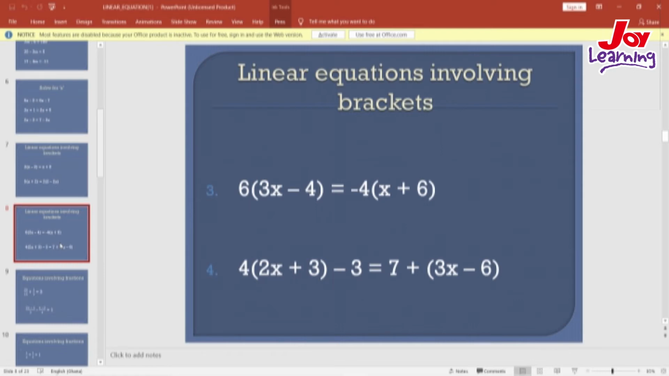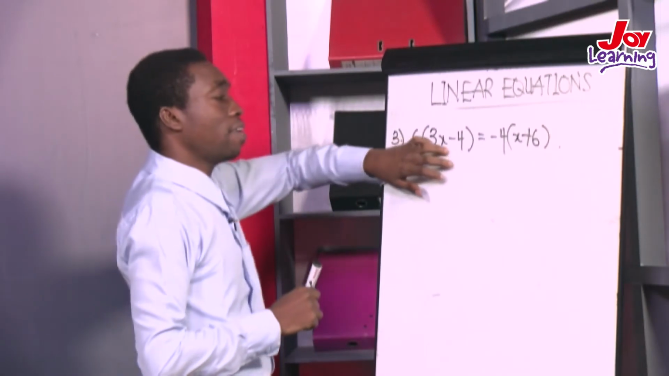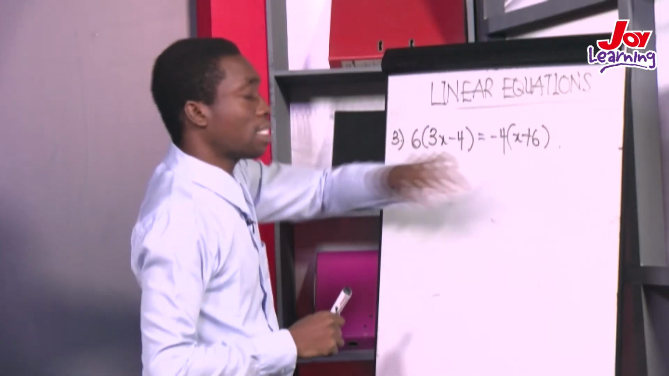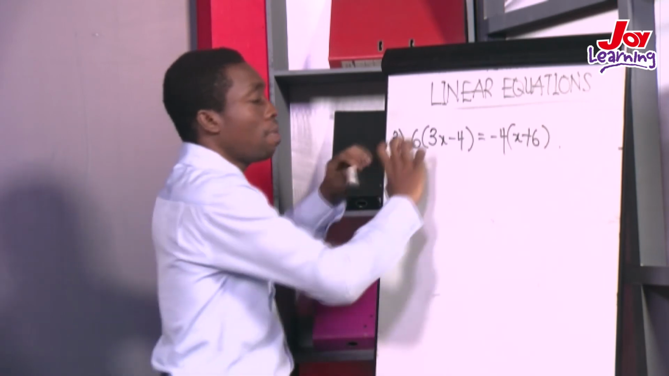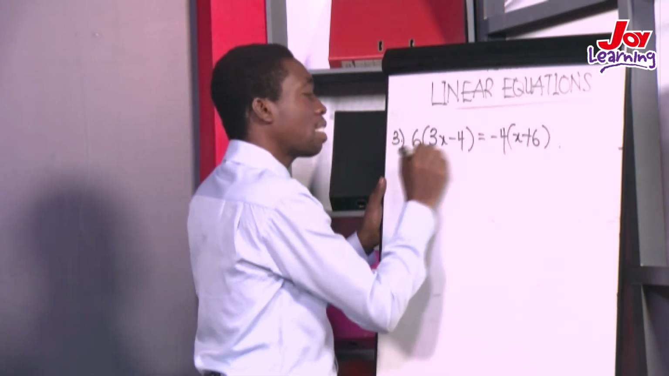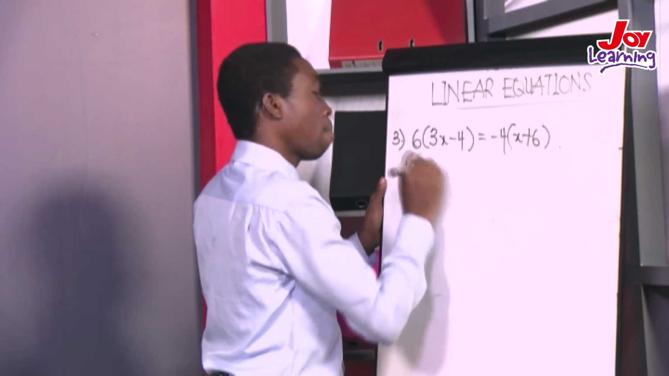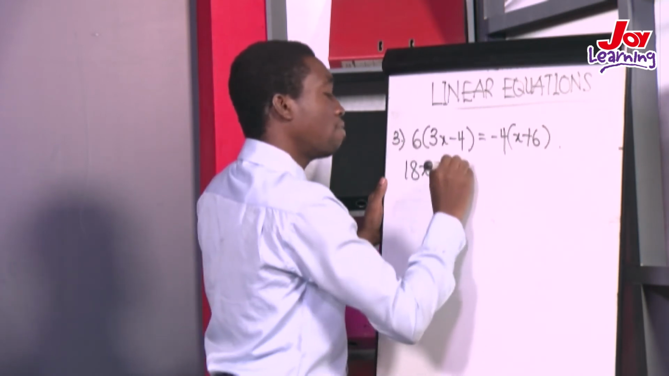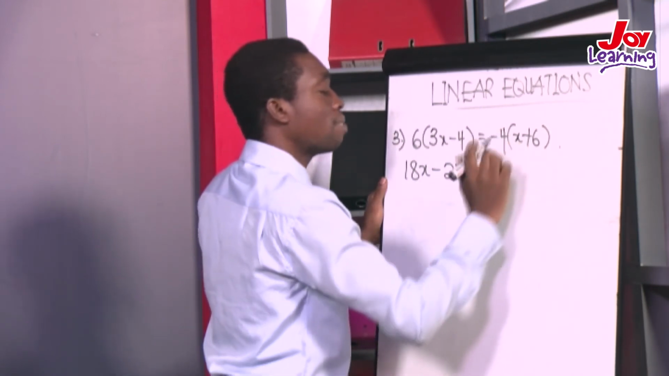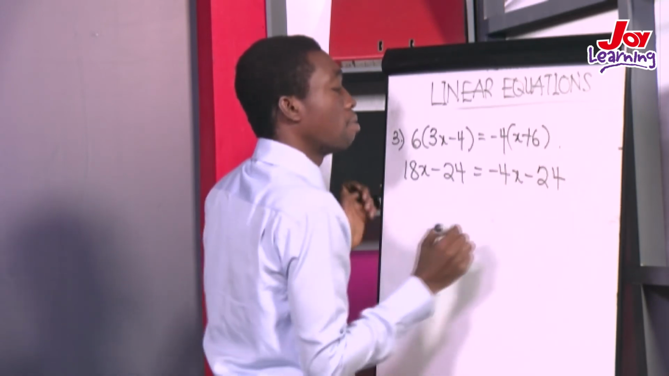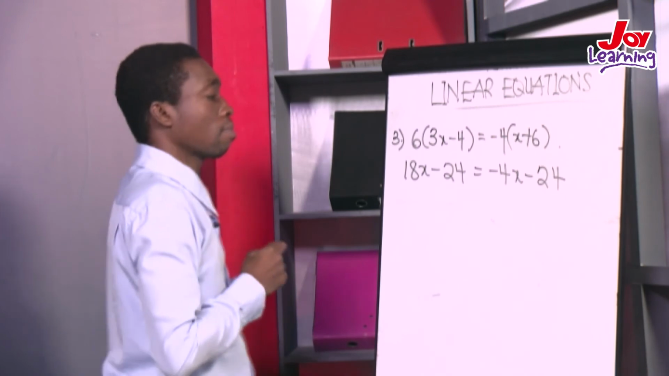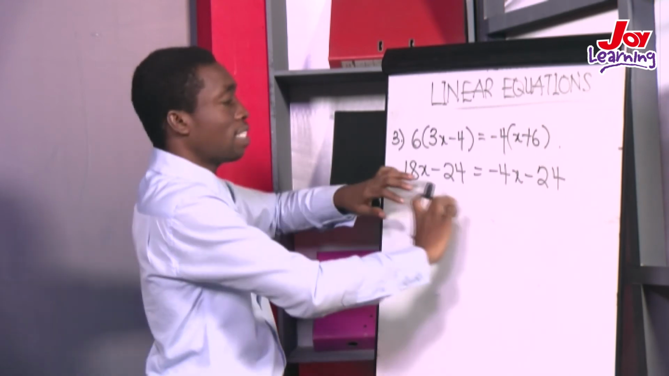So let's look at this. We have 6 into bracket 3x minus 4 equal to negative 4 into bracket x plus 6. Okay, so let's open this up first. We have 6 times 3x, that's 18x. 6 times negative 4, that's minus 24. Should be equal to negative 4 times x, that's negative 4x minus 24. Okay, so surprisingly, you have negative 24 on both sides.